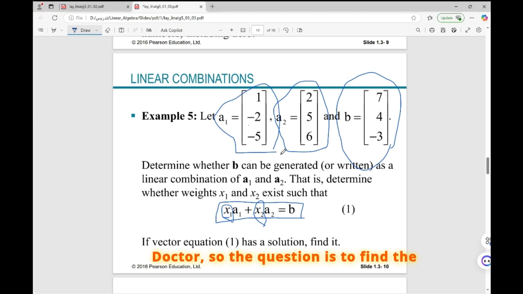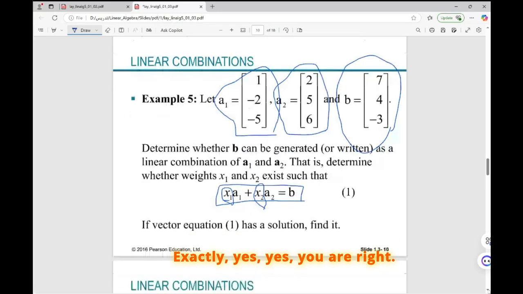Doctor, so the question is to find the weights x1 and x2 so that x1 a1 plus x2 a2 yields b? Yes, exactly. What are the values for x1? And convert, Doctor, convert the vector equation to a linear combination. Exactly. Yes, you are right.